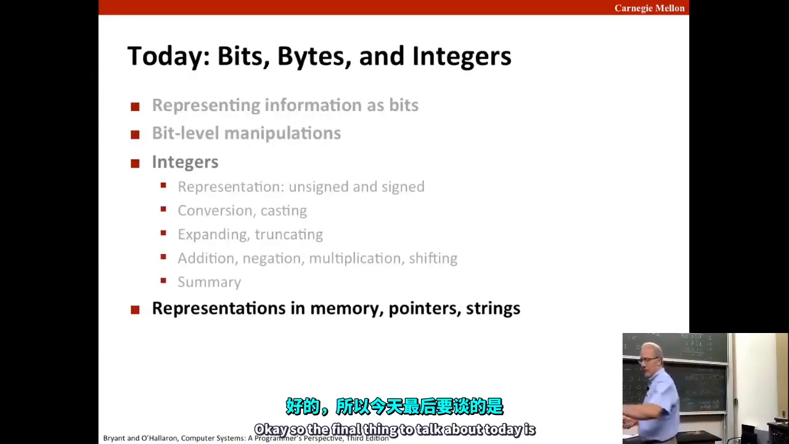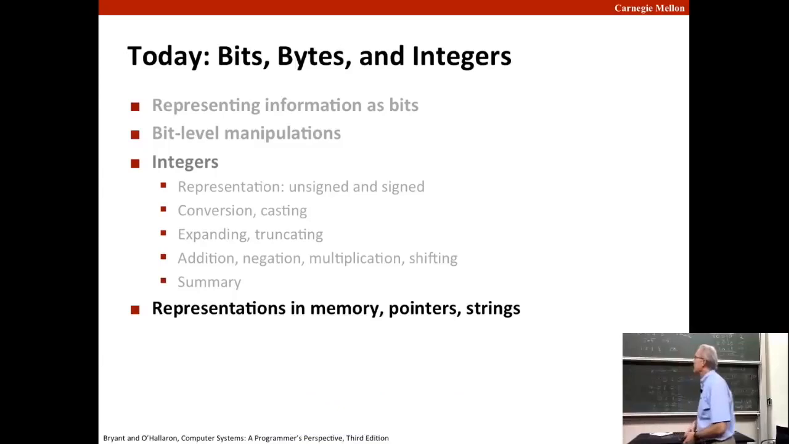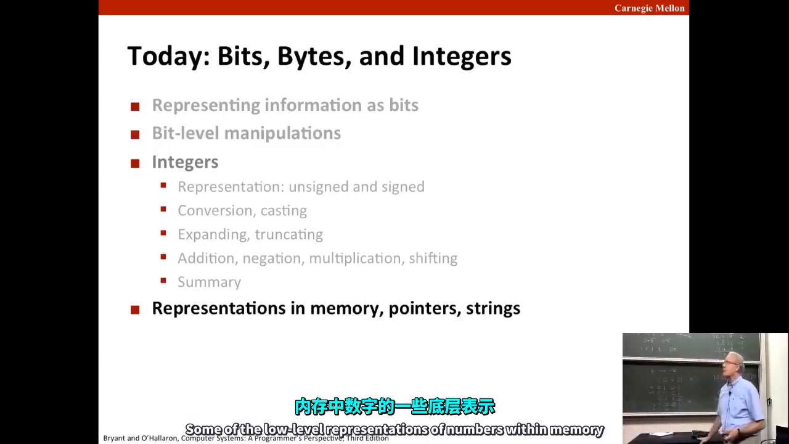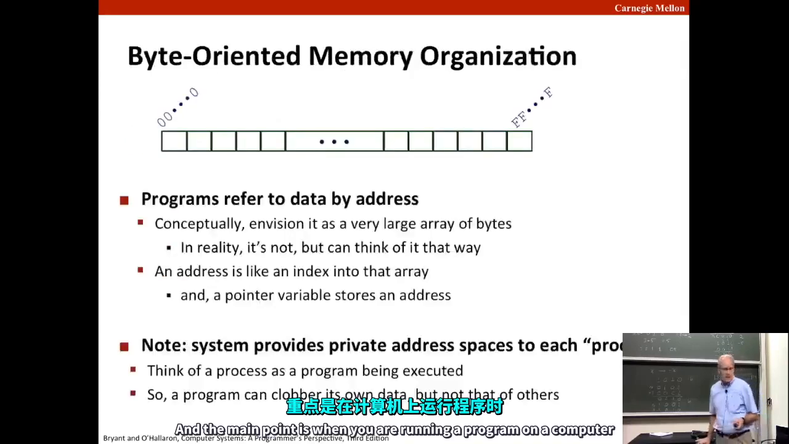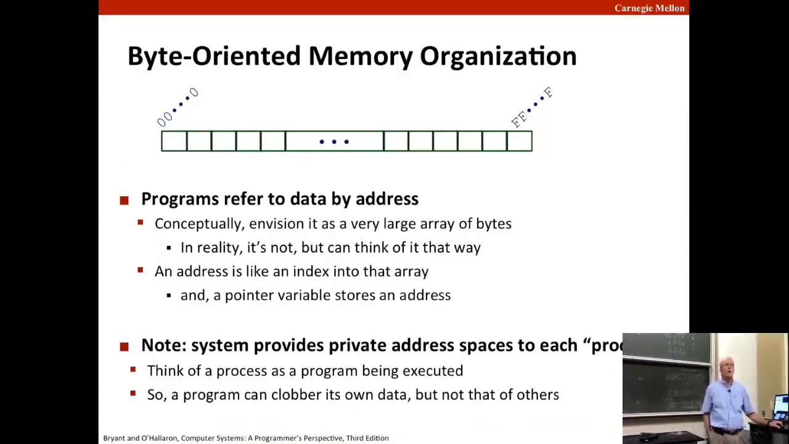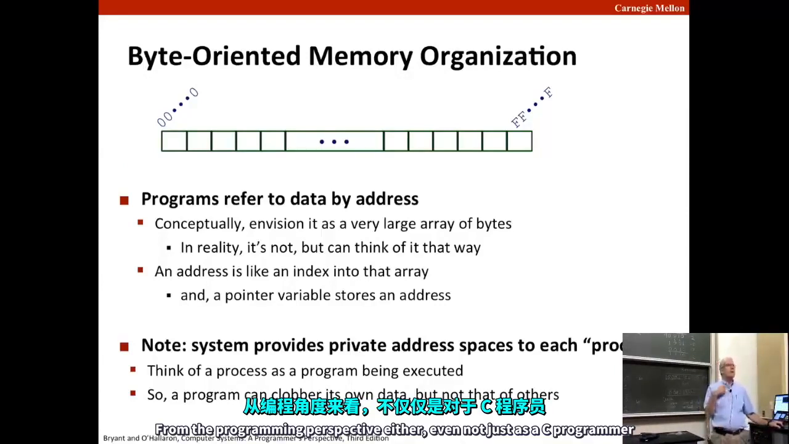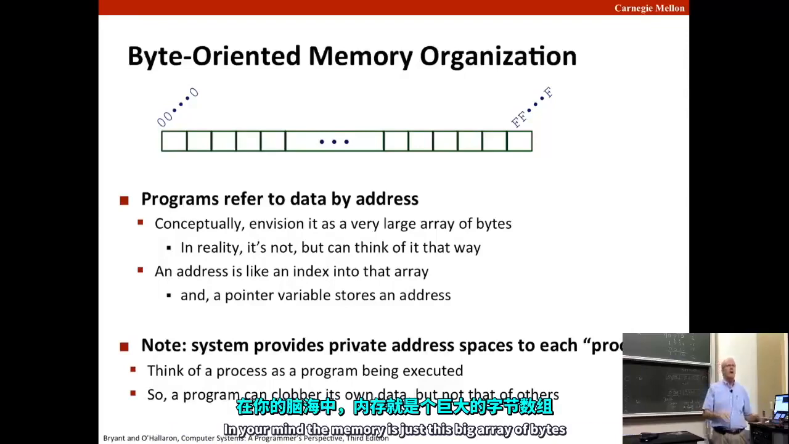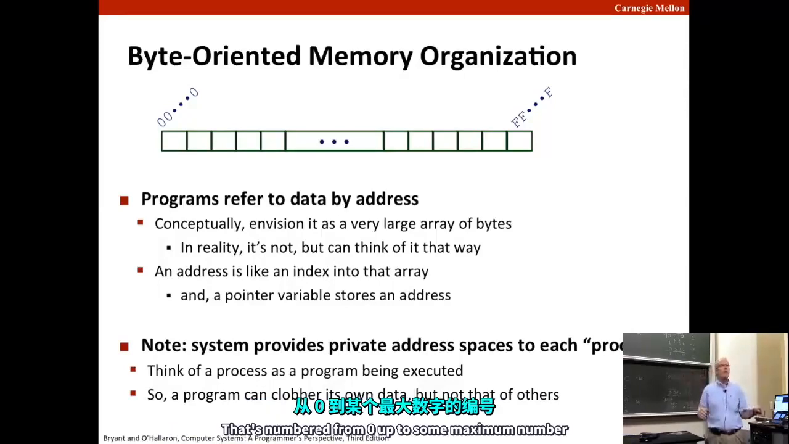Okay, so the final thing to talk about today is some of the low-level representations of numbers within memory. And the main point is when you are running a program on a computer, from the programming perspective, even as an assembly level programmer, not just as a C programmer, in your mind, the memory is just this big array of bytes that's numbered from 0 up to some maximum number.